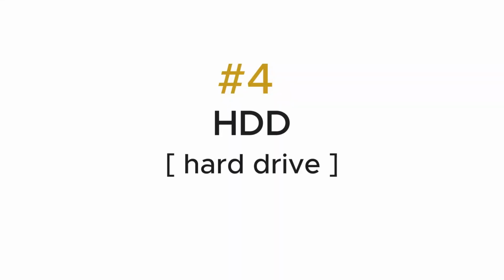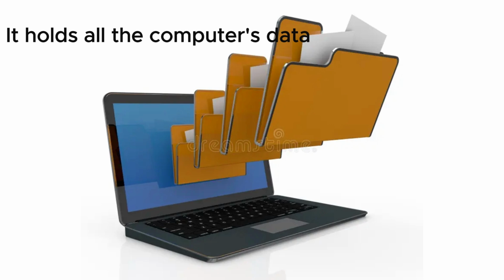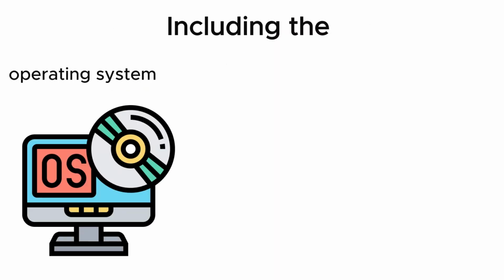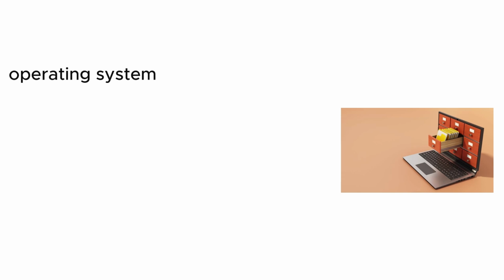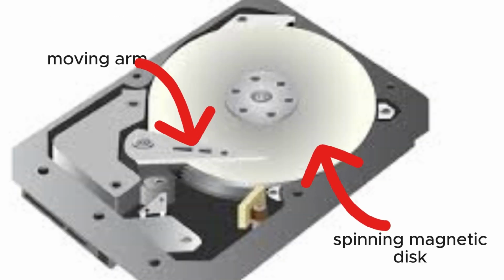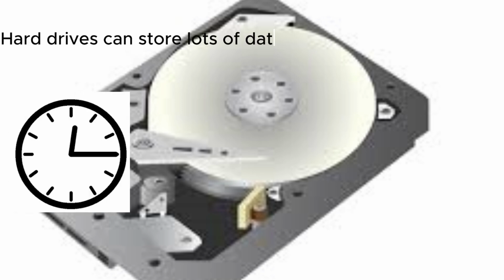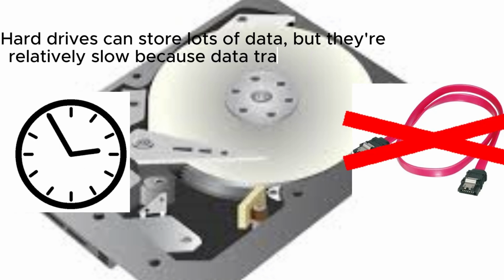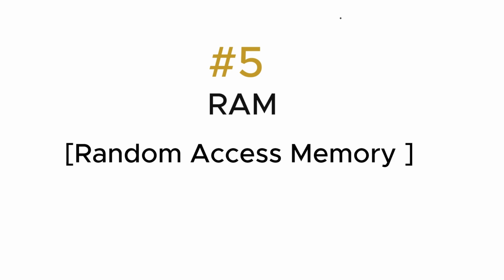The hard drive is a box-shaped storage device, usually made of metal. It holds all the computer's data, including the operating system, programs, and personal files like photos and videos. Inside, it has a tiny moving arm and a spinning magnetic disk. A moving arm that reads and writes data. Hard drives can store lots of data, but they're relatively slow because data takes time to access.